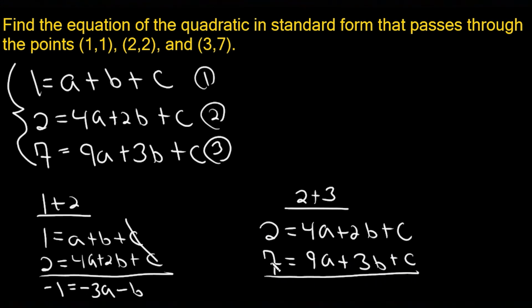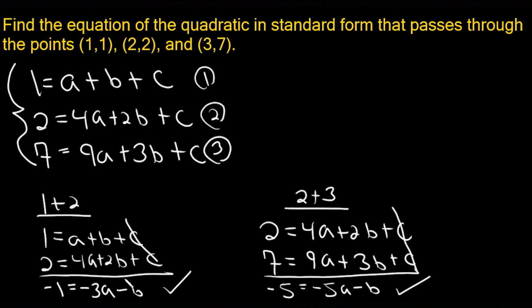2 minus 7, that's going to give me negative 5. Okay. 4a minus 9a, that's going to give me negative 5a. And then I get 2b minus 3b, I get negative b. And then c minus c, they eliminate. That's what we want. They cancel each other out. So now technically I have a 2 by 2 system. I'm going to use this equation here and this equation here, and then I'm going to solve it doing a 2 by 2 method, and then I'll have the answer for one of my variables.